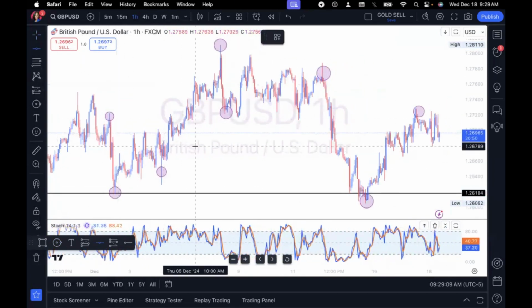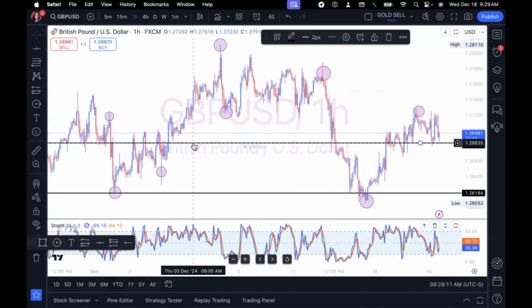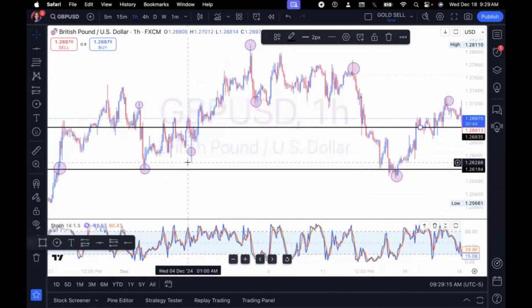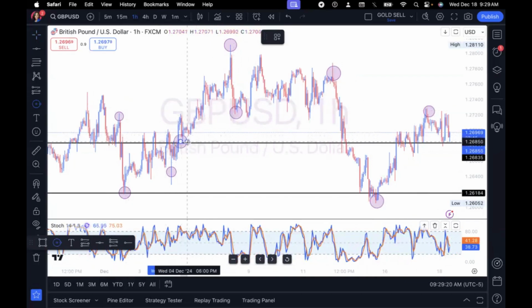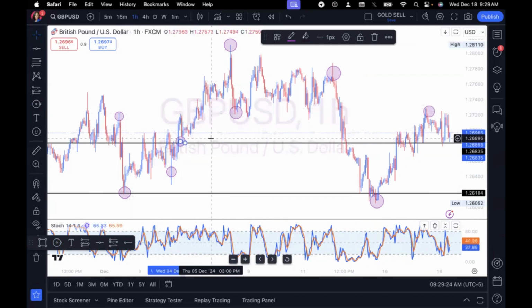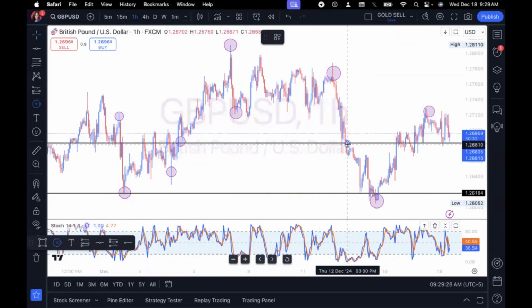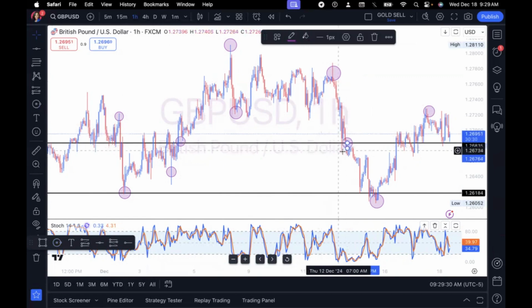Now I'm going to do the same thing and put more horizontal lines where I can see the market had a strong reaction. We can see it bought here, making this another strong area of support. We can also see that the market sold at this place before.